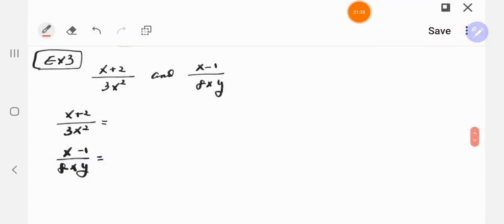Okay, example 3. Let's find the LCD. So let's rewrite these two fractions in terms of the LCD. Now, the LCD is the LCM of the denominators, right? In this case, 3x squared and 8xy. So, from these two, let's find the LCM.